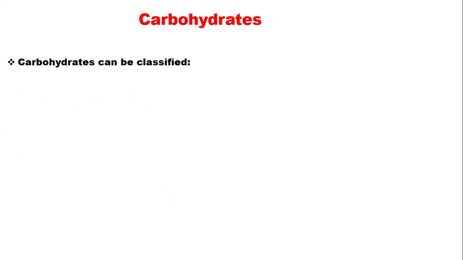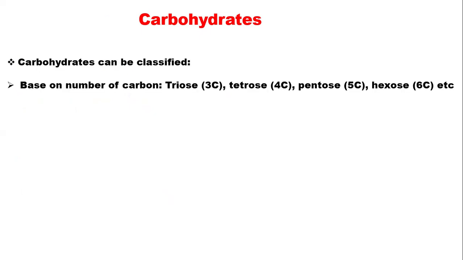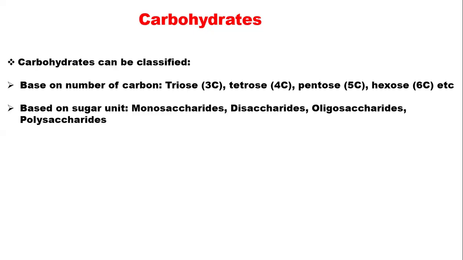So for carbohydrates, let's quickly look at the classification of carbohydrates. Carbohydrates can be classified based on the number of carbon the carbohydrate contains. So we can have those with 3 carbon as triose, 4 carbon, tetrose, pentose, hexose, etc. And also carbohydrate can be classified based on the number of sugar units it contains. So here we can basically have monosaccharides. Monosaccharide contains single sugar unit. Examples include glucose, fructose, and so on.